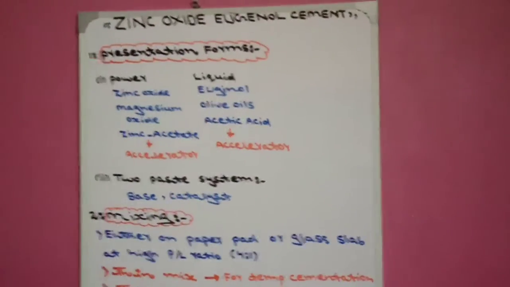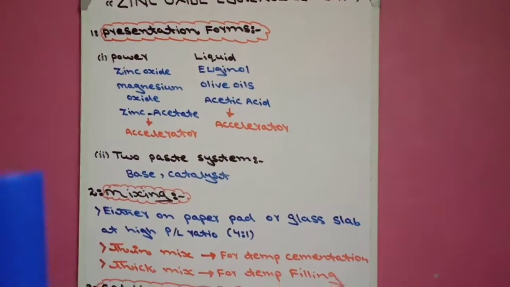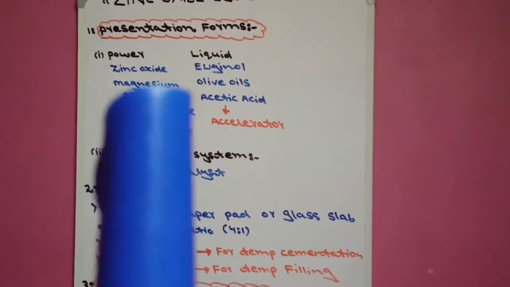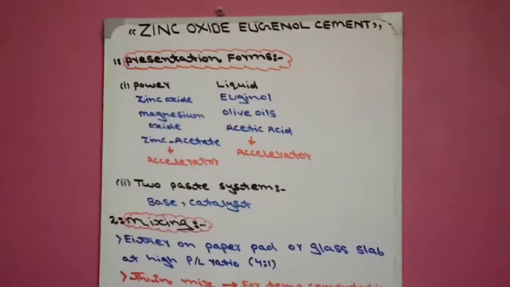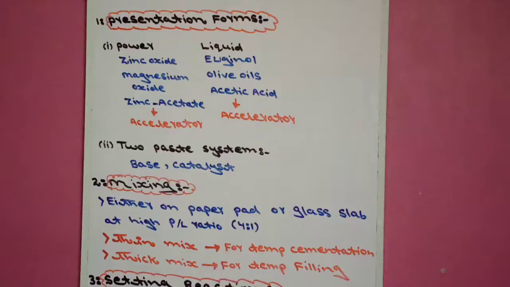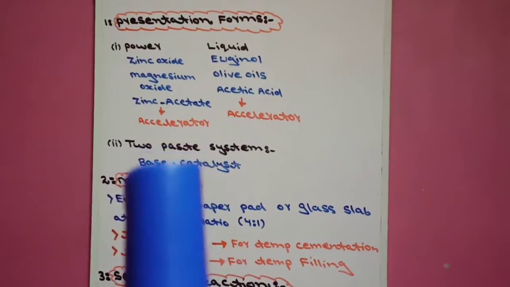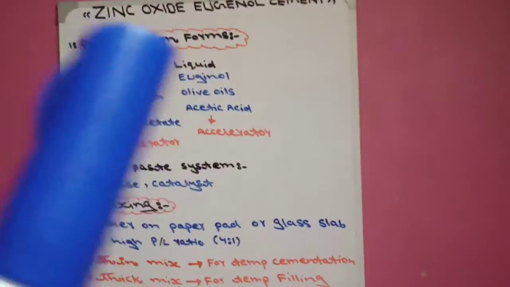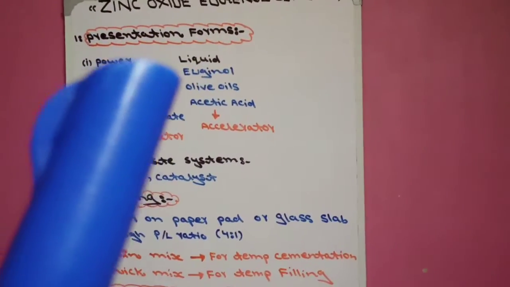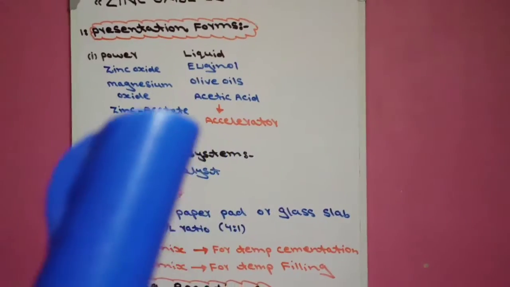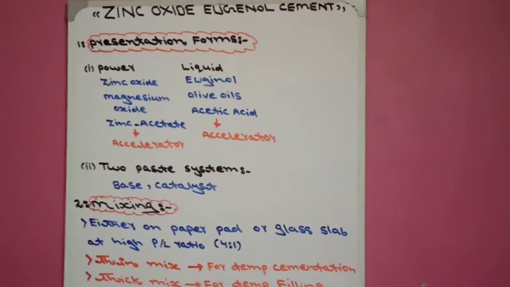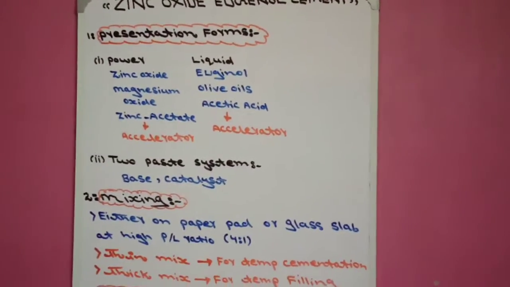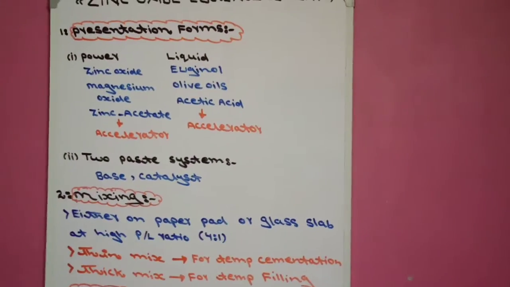Now composition of powder. Powder consists of zinc oxide, magnesium oxide and zinc acetate. Now zinc acetate acts as an accelerator to speed up the setting reaction. Now composition of liquid. In liquid there will be eugenol, olive oil and acetic acid. The acetic acid here works as an accelerator in the liquid to increase the reaction.